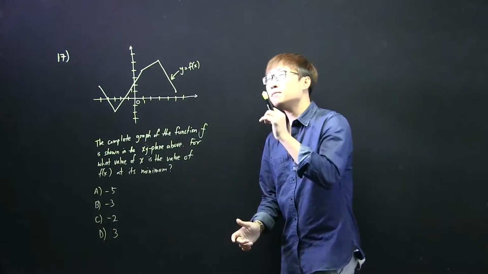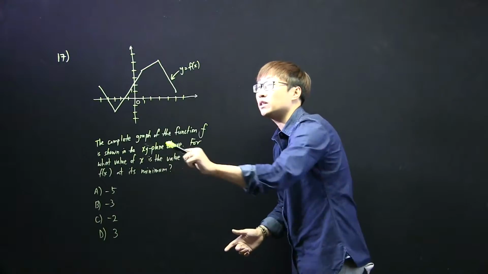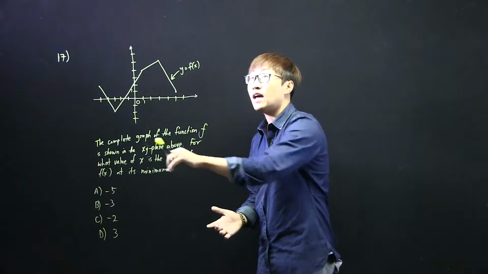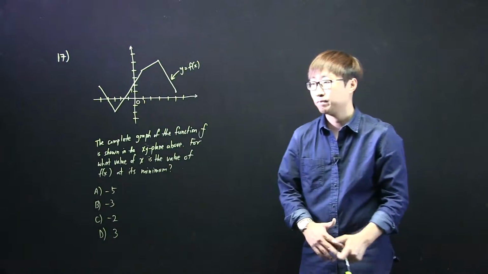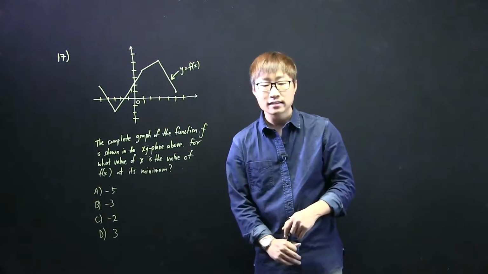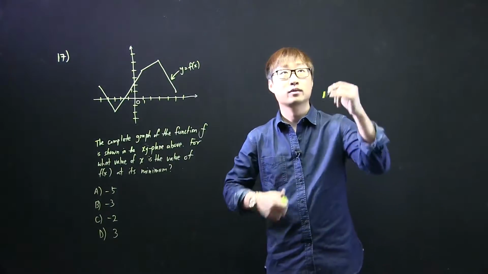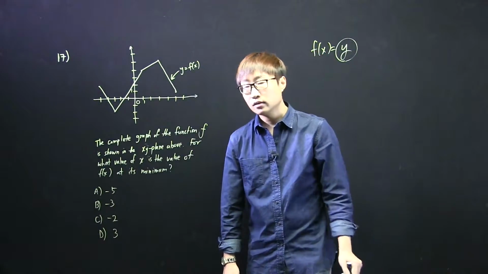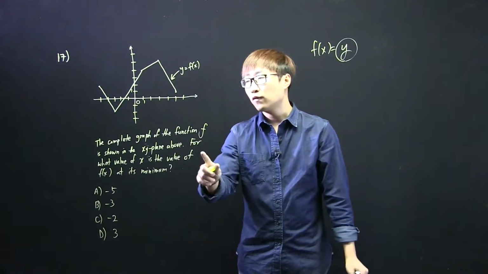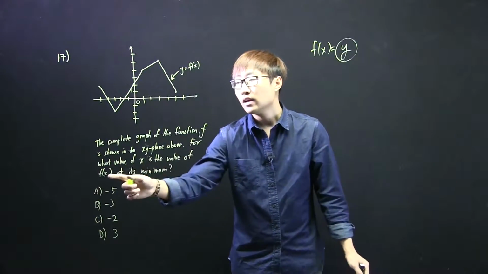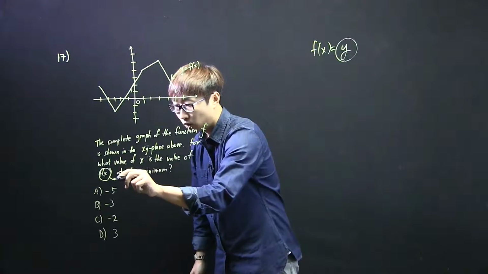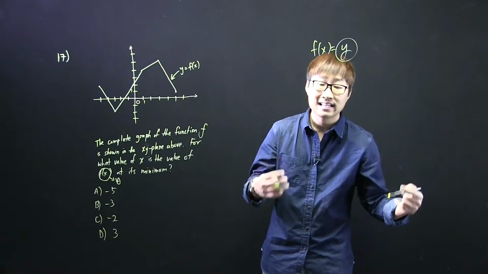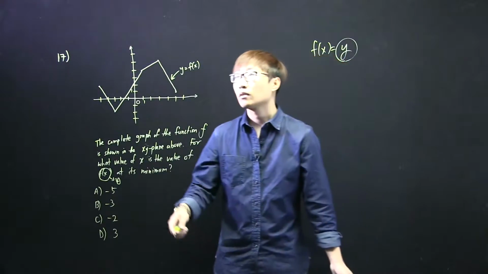Number 17, the complete graph of the function f is shown in the xy plane above. For what value of x is the value of f of x at its minimum? All right, so what is f of x? It says y is equal to f of x, right? So f of x is just nothing more than y, right? So what is technically this question asking then? So for what value of x is the value of y, right? Y at its minimum.